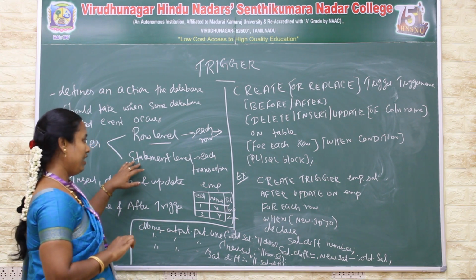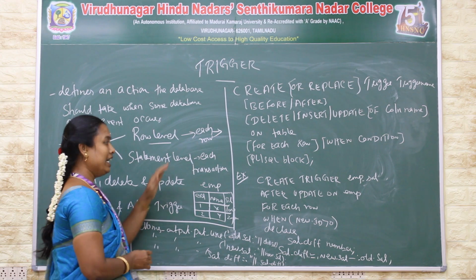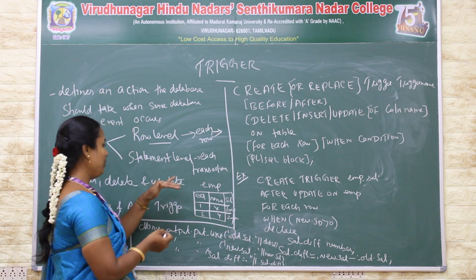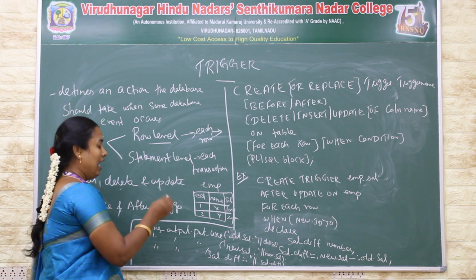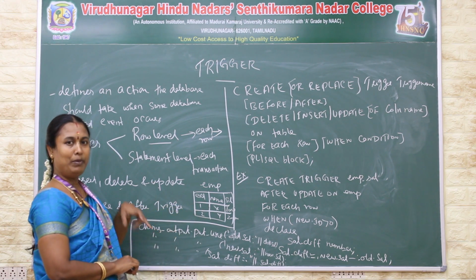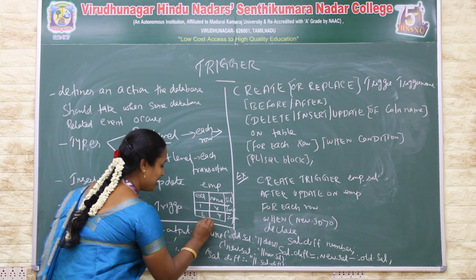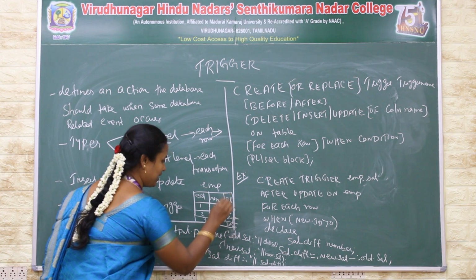Then statement level trigger. What do you mean by statement level trigger? The statement level trigger specifies each transaction. What is a transaction? Transaction means you can apply these three processes: insert, delete, update. Already in my table I have two records. Now I am going to make the insertion process. Insertion means I can insert a third record. That time the triggering process can be raised.